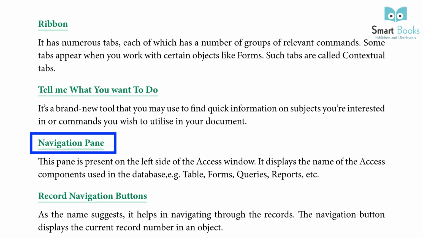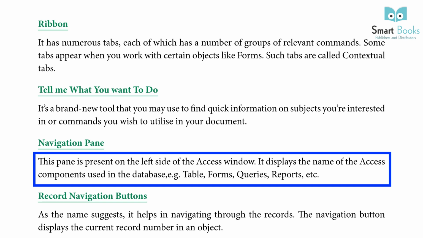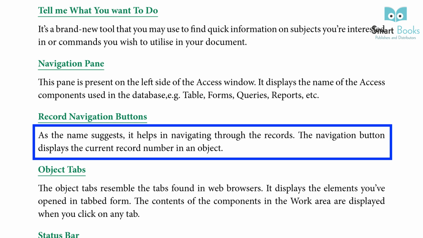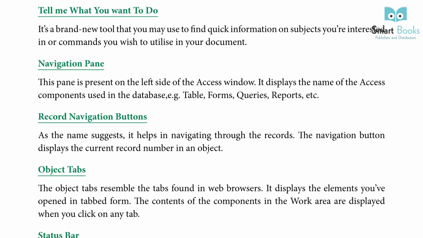Navigation pane. This pane is present on the left side of the Access window. It displays the name of the Access component used in the database. Example: table, forms, queries, reports, etc. Record navigation button. As the name suggests, it helps in navigating through the records. The navigation button displays the current record number in an object.